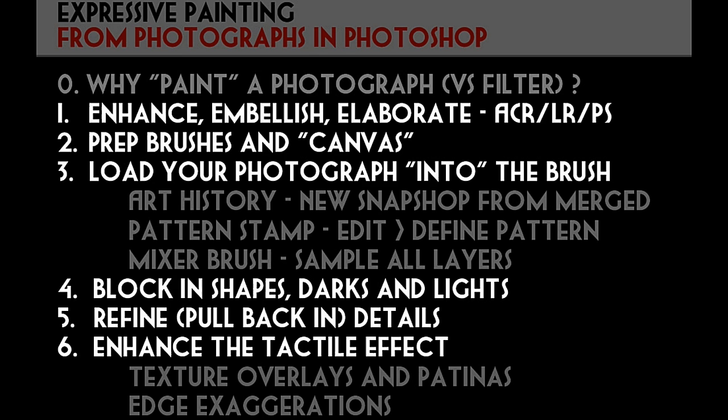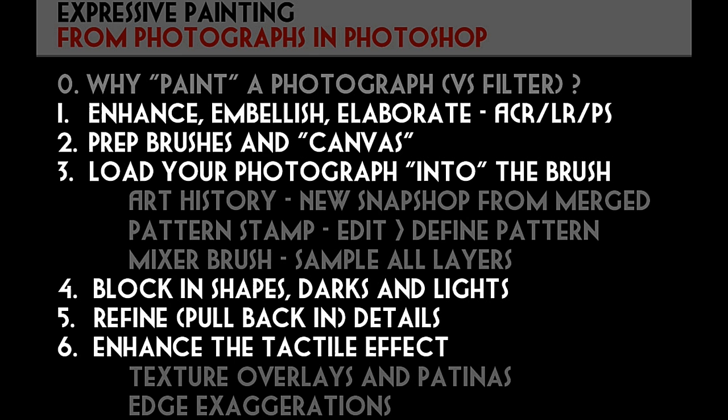Okay. Four, block in the shapes. This goes into the painting, block in the shapes, usually from your darks to your lights. Five, refine, pull back in detail. Start off rough and continue to fine tune it. Again, something you can't do with the traditional mixer brush, because as soon as you cover up your painting with a nice rough underpainting, all you're going to do is smush.